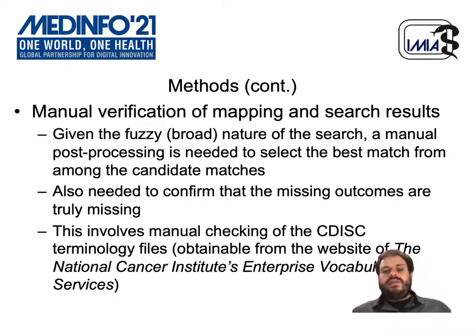This was more labor intensive. This basically involved looking at the CDISC terminology files, the spreadsheets that you can obtain from the website of the National Cancer Institute's Enterprise Vocabulary Services, and then going through them and manually checking each possible alternative, and making sure that the outcomes that the pipeline said were not there really were not there. This is the challenge of proving that something is truly absent, right? If you need to verify and double check that the absence is not some sort of a mistake somewhere in your processing.